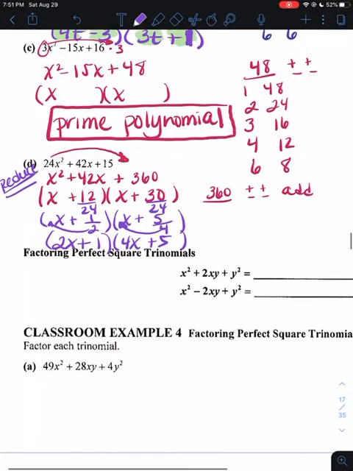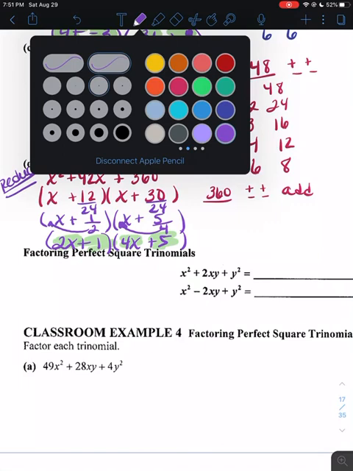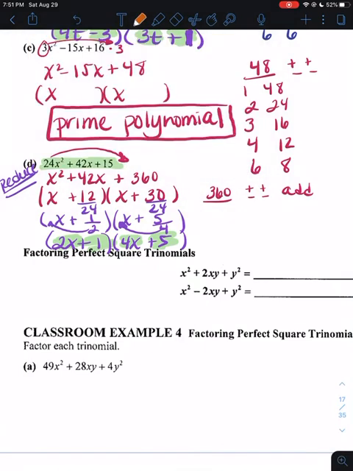All right, this is a prime example. So this is correct, but if you notice, I don't get the same thing. 2 times 4 is 8x squared, and then 5 times 1 is 5. The reason why is because I mentioned it early, but the first rule of factoring is you always take out a greatest common factor. So when you look at this problem, go back to the original problem. The greatest common factor between 24x squared, 42x, and 15 would be a 3.